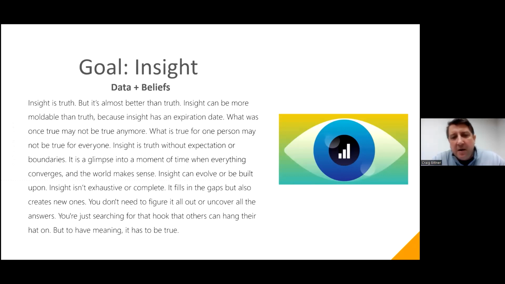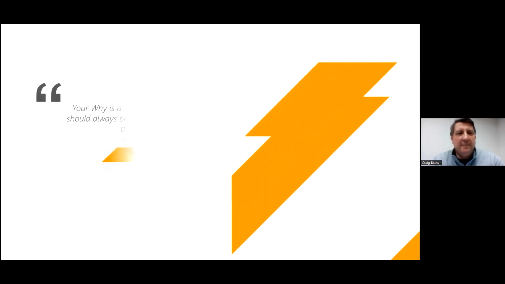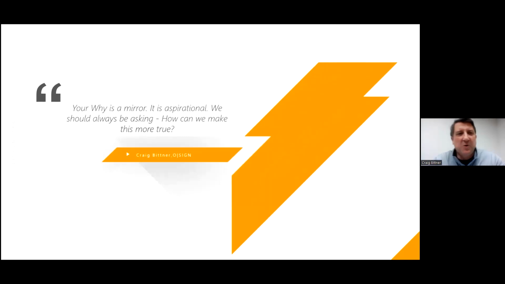You don't need to figure it all out or uncover all the answers. You're just searching for that hook that others can hang their hat on. But to have meaning, again, this is one thing I keep reiterating, it has to be true. And to hit on that aspirational point, this is one of my own quotes I say a lot: you can use these exercises and these questions as a mirror, because it is aspirational.